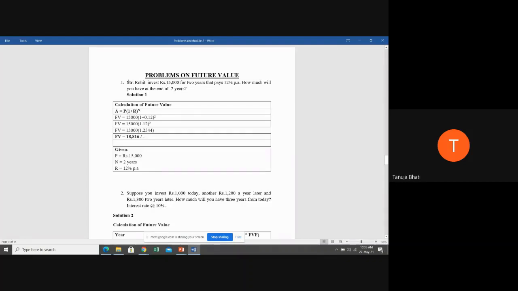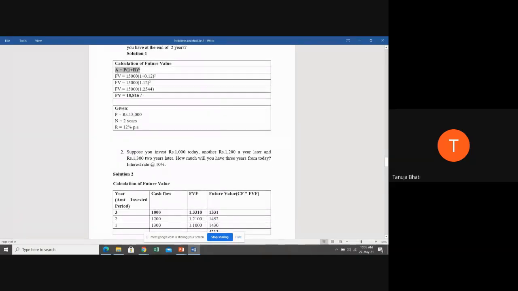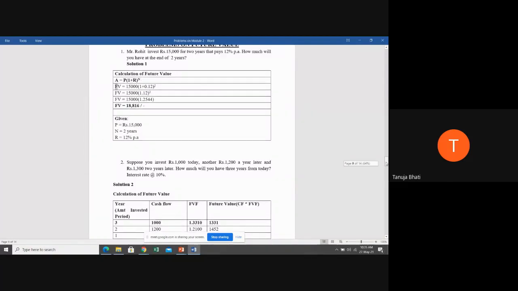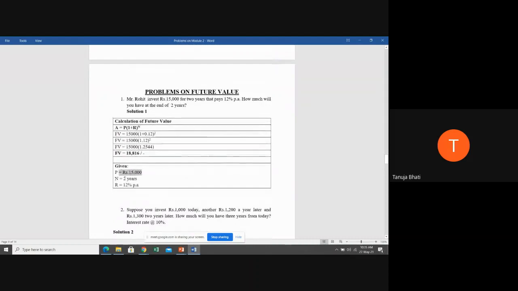Read the problem correctly. Mr. Rohit invests rupees 15,000 for 2 years, means only a single amount is deposited for a period of 2 years. So it is a situation where we need to calculate the future value of a single cash flow. Now, what is the formula we have seen to calculate the future value of a single cash flow? It is nothing but future value, that is A, which is again denoted by future value, is equal to P in the bracket 1 plus R raised to N. P, as I told you, is given as 15,000. N is 2 years and rate of interest is 12%.